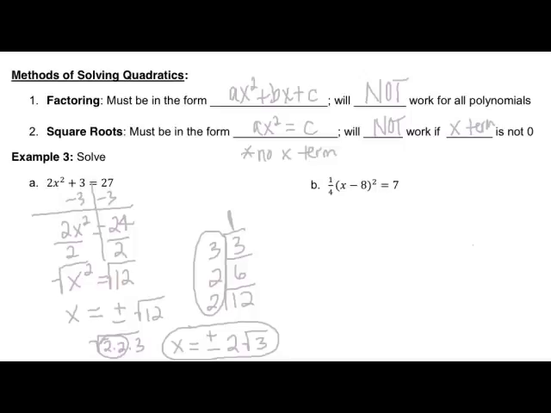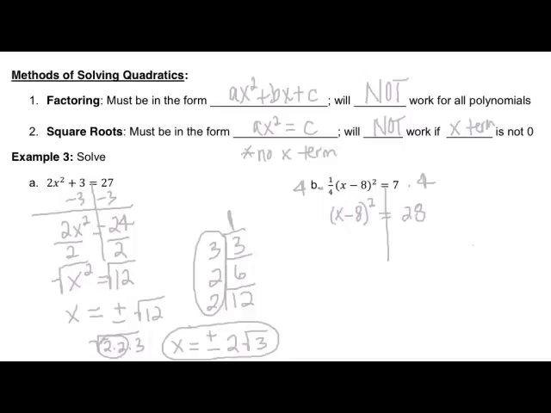For part B, same thing. We want to isolate our variable, isolate our square. Now notice we have a 1/4 that is multiplied by our parentheses. So to get rid of a fraction, remember we have to multiply by the reciprocal. So the reciprocal of 1/4 is going to be 4. So we're going to multiply by 4 on both sides of our equation. So this gives us x minus 8 quantity squared equals 28.